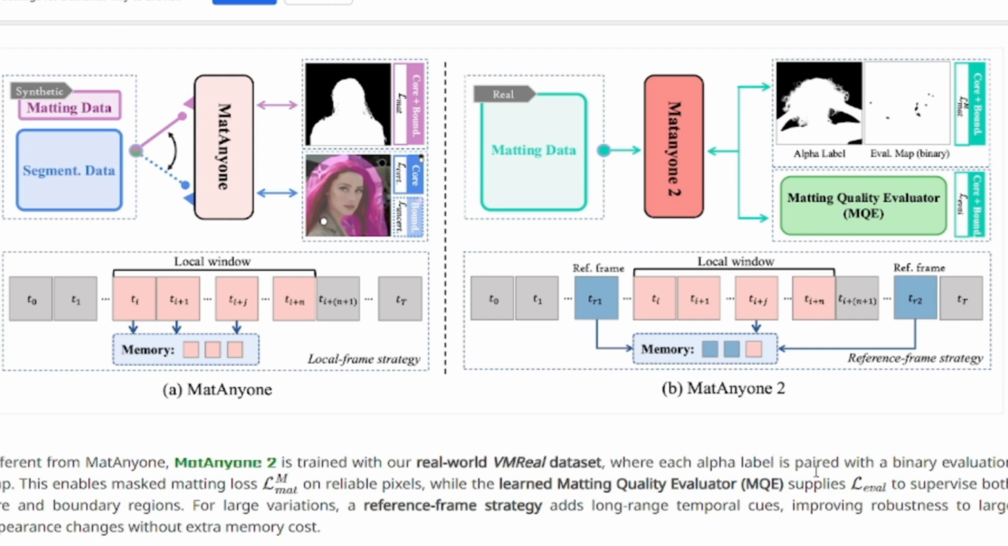Where each alpha label is paired with a binary evaluation map. We see here's the alpha label, and this is the evaluation map, where we don't see it over here. So this pairing is a huge change from what we see with the first MatAnyone. They said this enables masking out unreliable pixels in the matting loss, while the learned matting quality evaluator, MQE, supplies evaluation to supervise both core and boundary regions for large variations.